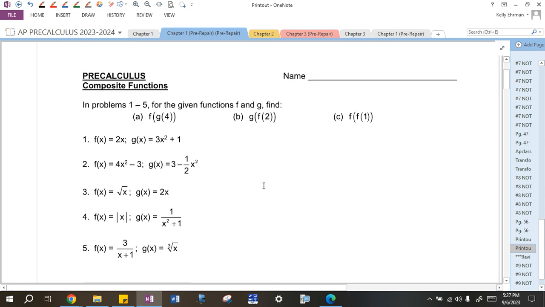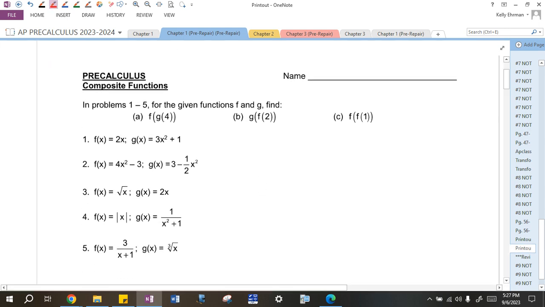For this first set of problems, we should be working on the innermost function first and then going out from there. So for part A, for number 1, f of g of 4. So, all right, what is g of 4? G of 4 is equal to 3 times 16 plus 1, so 49. So then we want f of 49. F of 49, 2 times 49 would be 98.